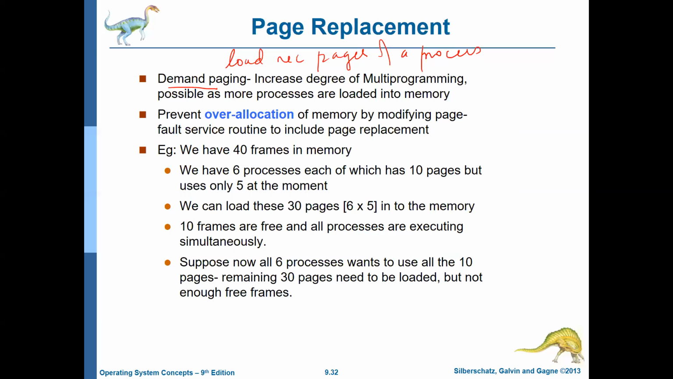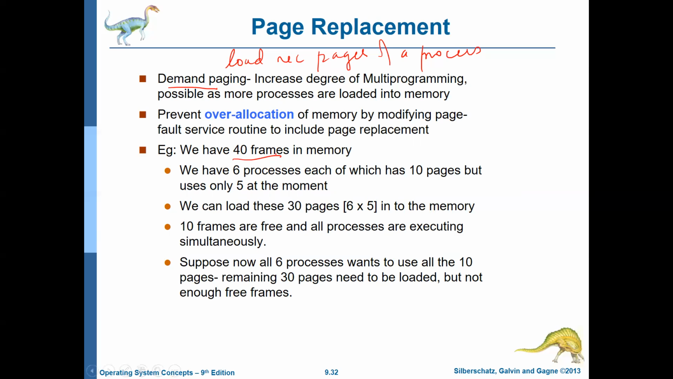But what happens here is there is a possibility of over-allocation of memory. As an example, suppose that we have 40 frames in memory, and we have 6 processes, each of which has 10 pages.